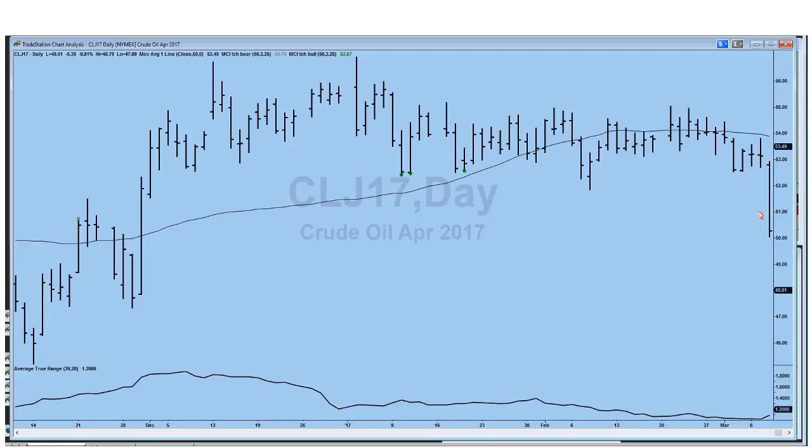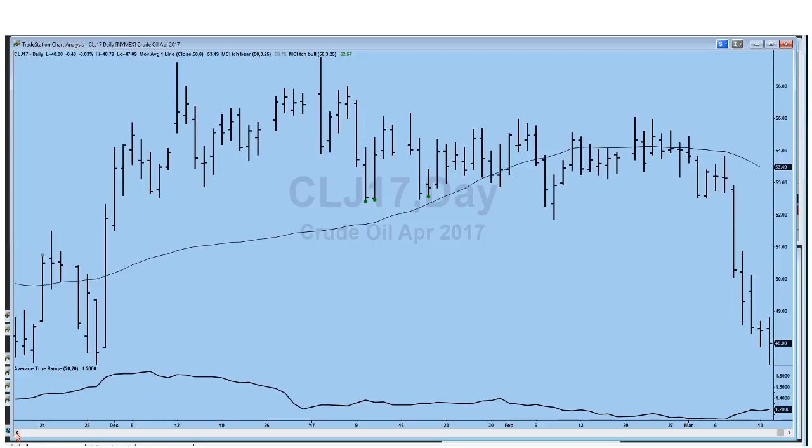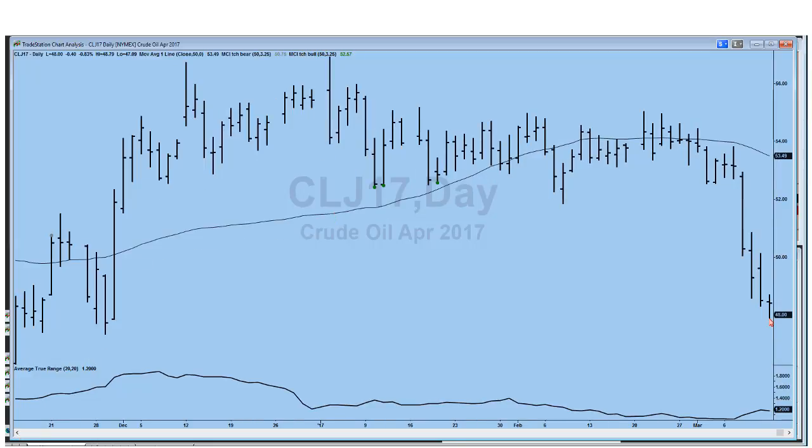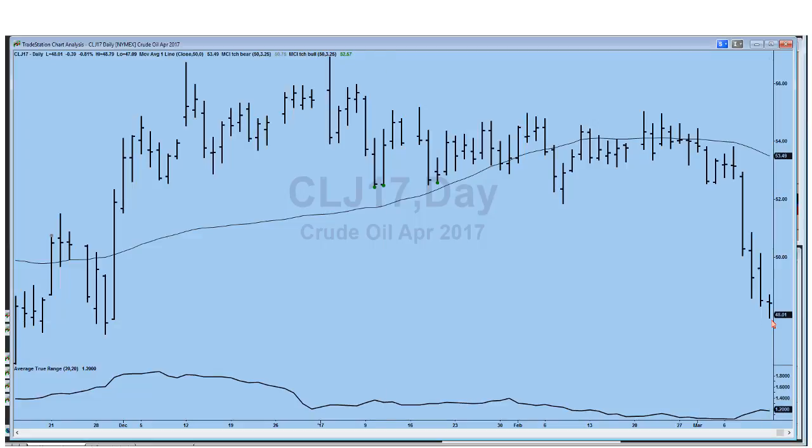I'm going to be talking about recently today's pricing. That is the low of yesterday. That low was 47.90. Was that important? Absolutely. It's just as important as pivots. It's just as important as Fibonacci's. Let me show you why.